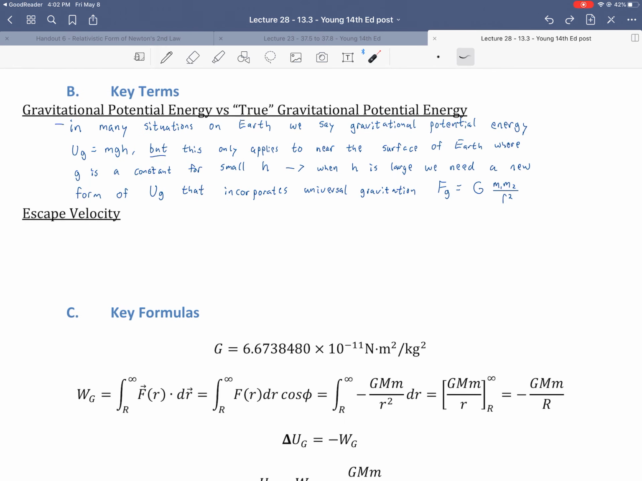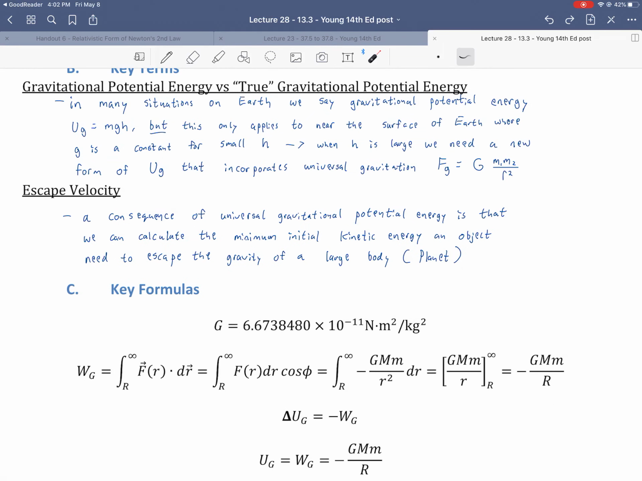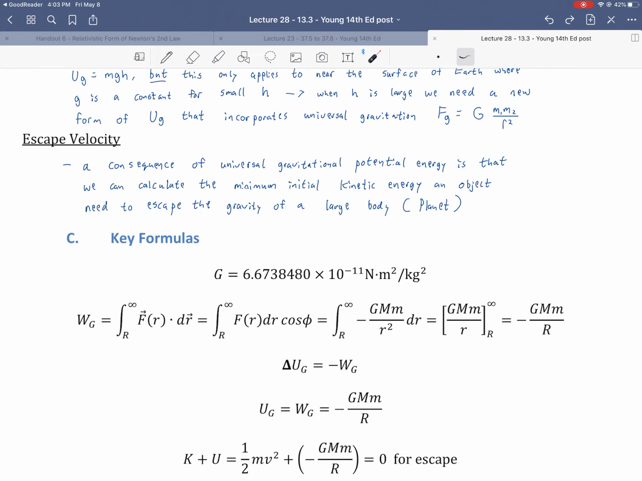So, what is escape velocity? This is something you've probably heard of before. A consequence of universal gravitational potential energy, which we're about to derive, is that we can calculate the minimum initial kinetic energy an object needs to escape the gravity of a large body like a planet. We can just set up a conservation of energy equation and solve for v min, and we can think about what E final must be in that situation. I'll speak to that in just a moment.